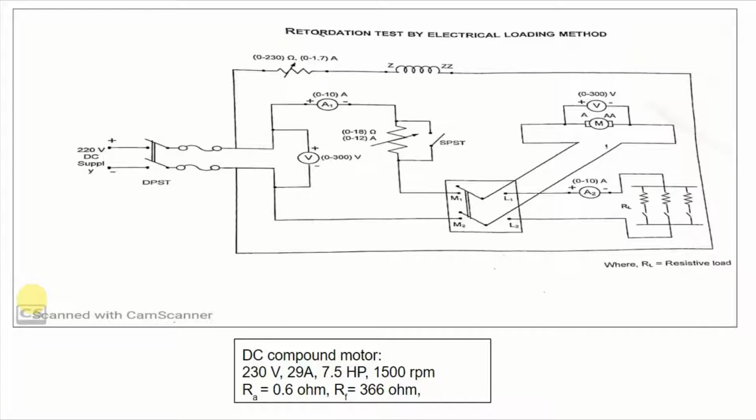Coming to the second approach, we cut off the supply to the armature and we also cut off the field excitation. Now the motor slows down and stops. Whatever kinetic energy is present in the motor armature is used to overcome the friction and windage loss only. Since the field is unexcited, there will be no flux and hence no iron loss there.